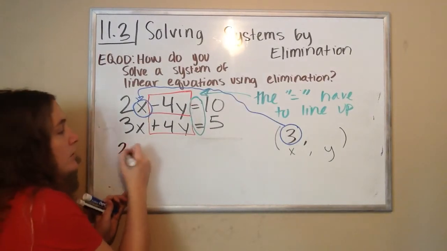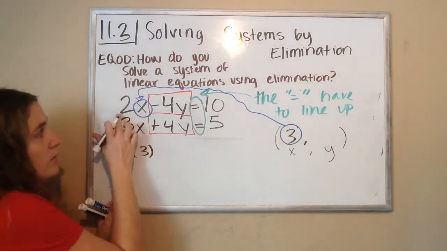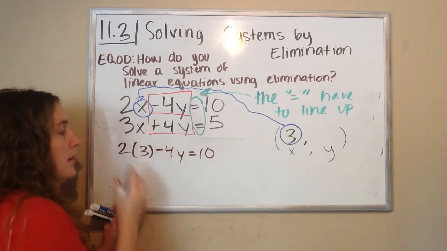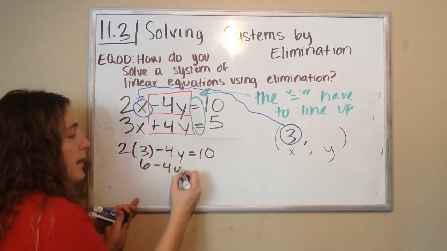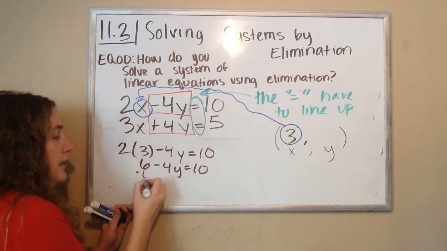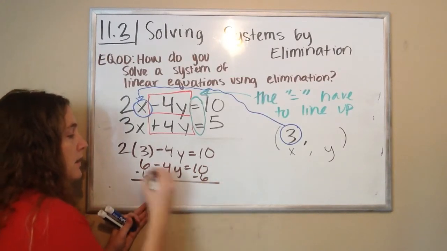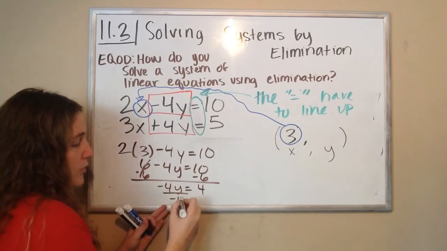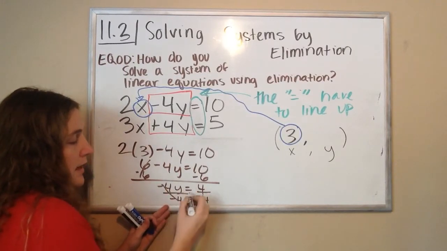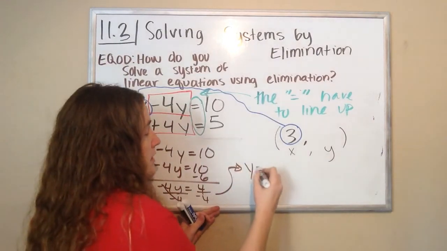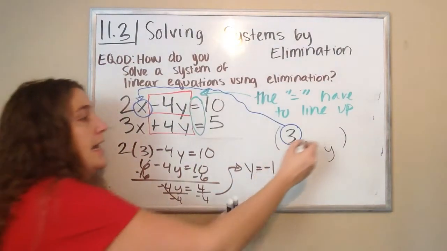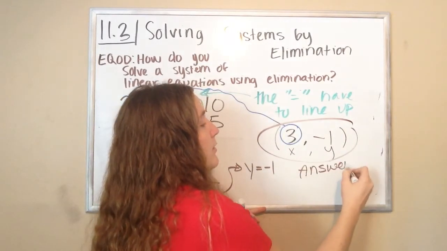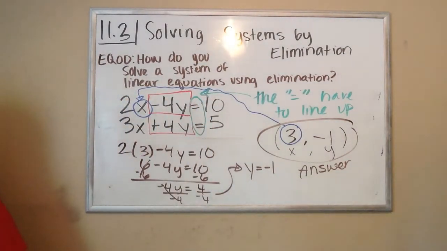When I do that, I get 2 times 3 minus 4y equals 10. Right? 2 times 3 is 6, minus 4y equals 10. Subtract 6 from both sides. Negative 4y equals 4. Divide by negative 4. And I get y is equal to negative 1. Now, yay, that is the actual answer that we were looking for. Cool.